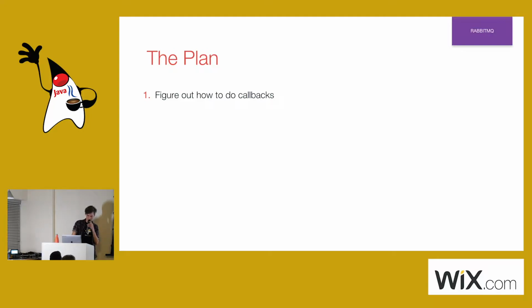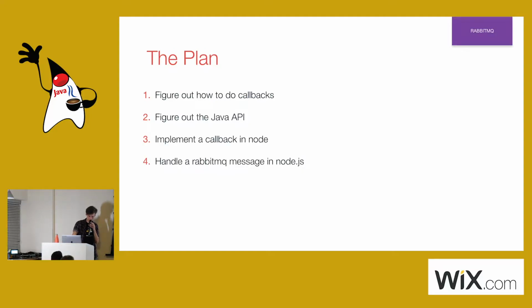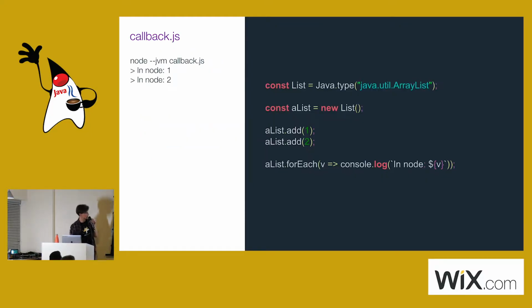I mentioned a bit that it should be straightforward. We'll figure out the Java API for the RabbitMQ client. And then we'll implement a callback in Node. And finally, we'll get to handle a RabbitMQ message in Node.js.